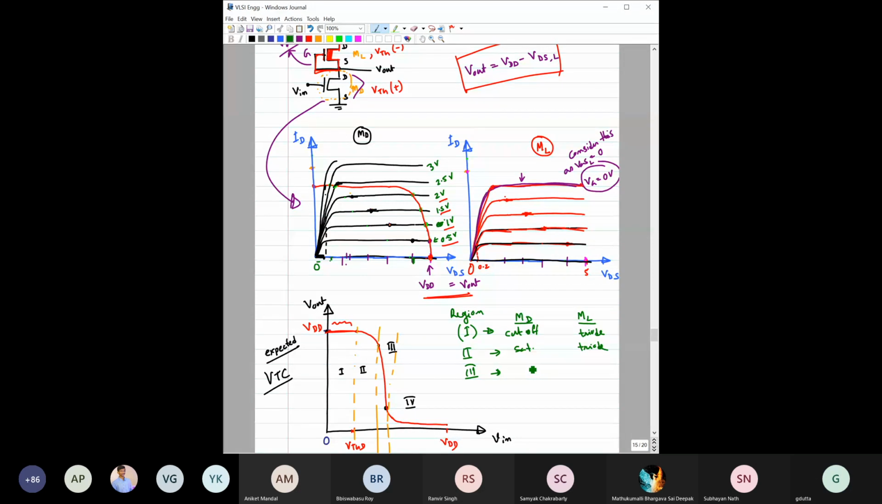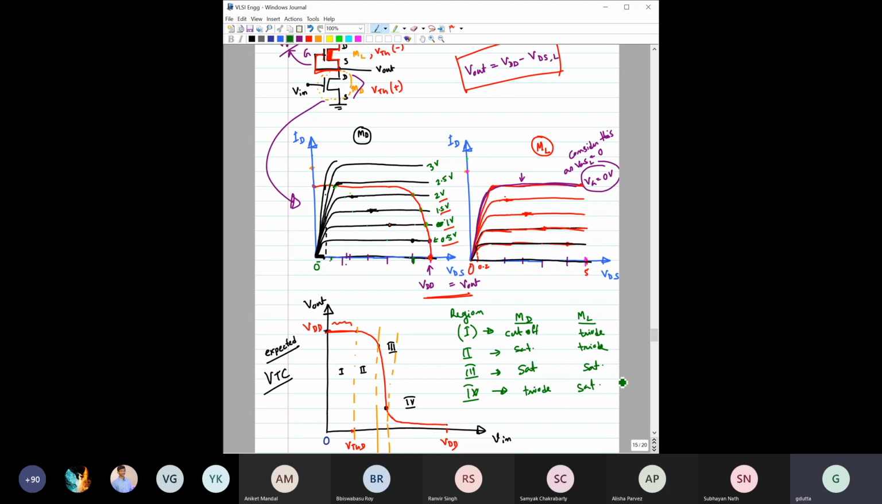Region 3: both in saturation. Very good, Alicia. Region 4: triode and saturation. Right, triode and saturation.